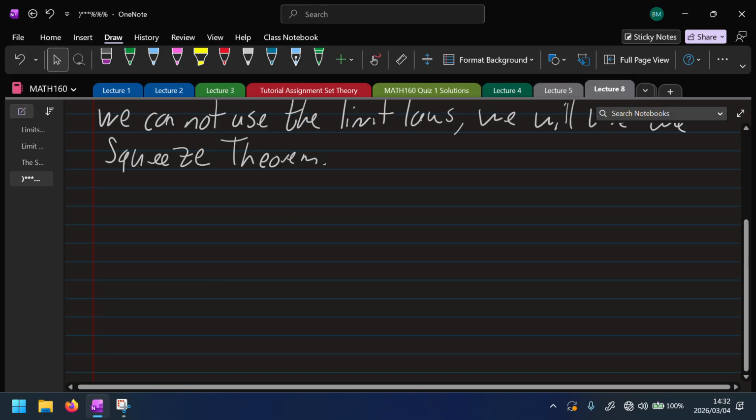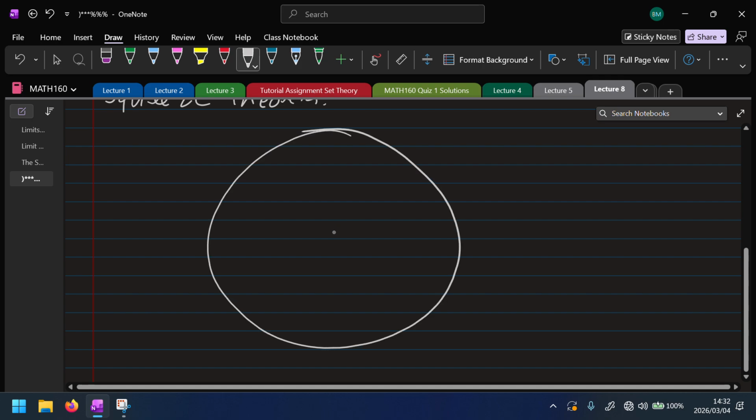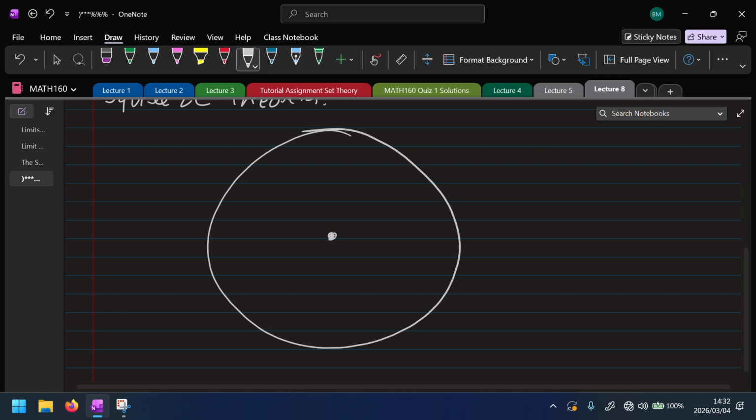Okay, so we're going to have a circle. It's going to be a unit circle, so radius 1. And then we have the following construction. So it's going to look like this. We're going to extend this outwards to a tangent.